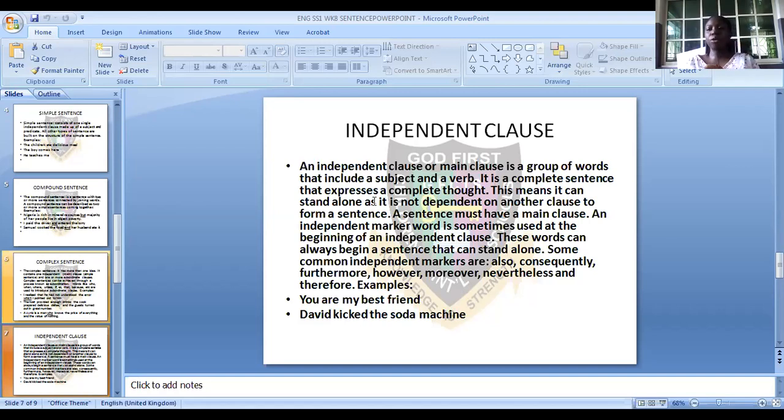Now we move on to the subtopic that's looking briefly at independent clause and dependent clause. Now, what is an independent clause? An independent clause, which is also known as main clause, is a group of words that include a subject and a verb. It is a complete sentence. When something is independent, it means it can stand alone.